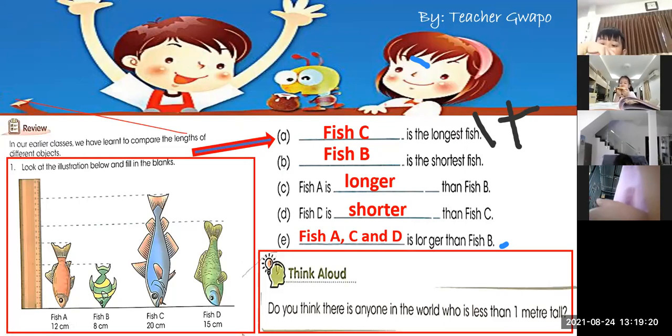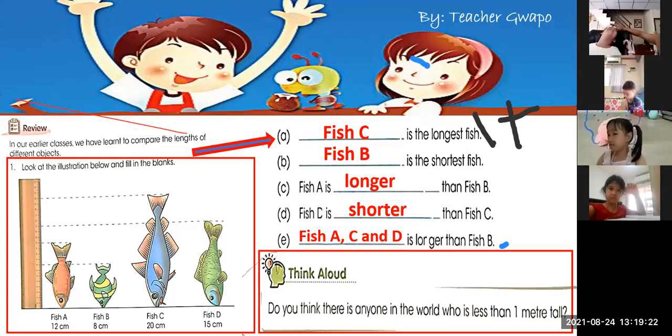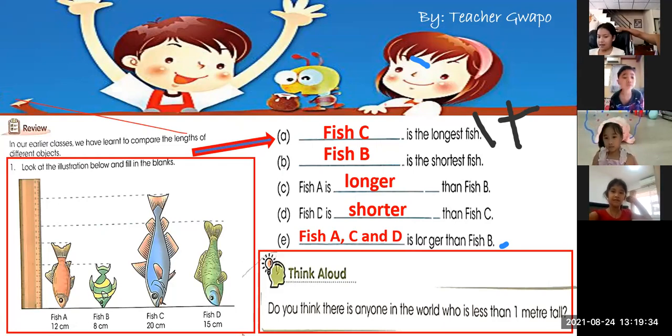Is Milin here? Hello, Milin. Good afternoon. Hello, Milin. Milin, can you tell me your height? How tall are you? How many cm?